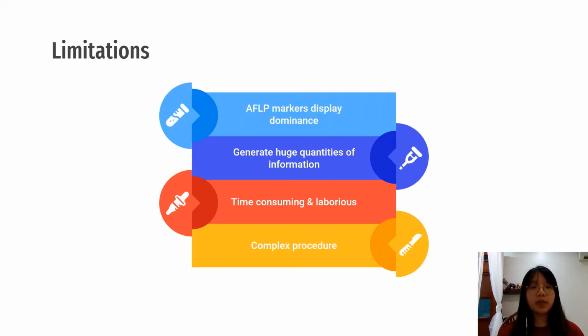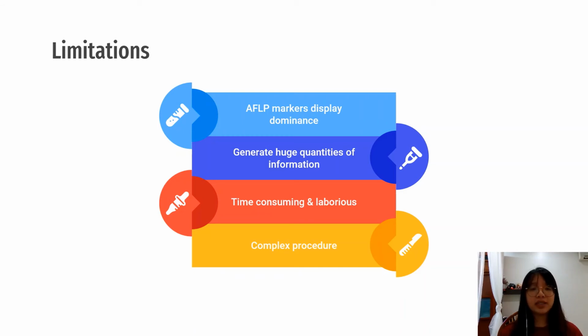So now I'm going to talk about the limitations of AFLP. The first one is AFLP markers display dominance. The presence of a band could mean the individual is either homozygous or heterozygous for the sequence. Hence, by using AFLP, we are not able to differentiate whether the individual is homozygous or heterozygous.